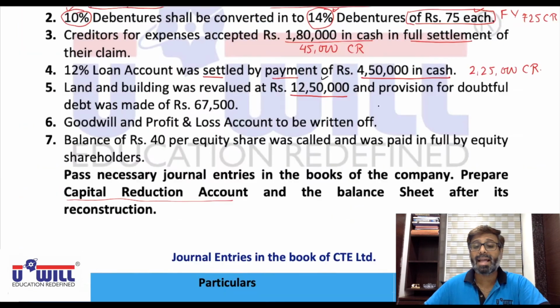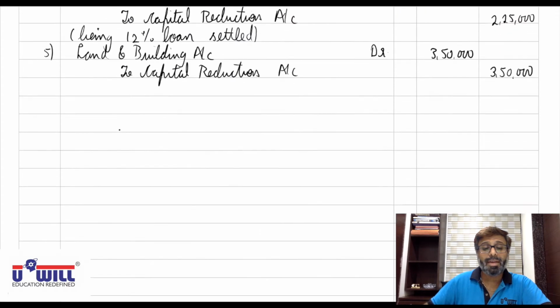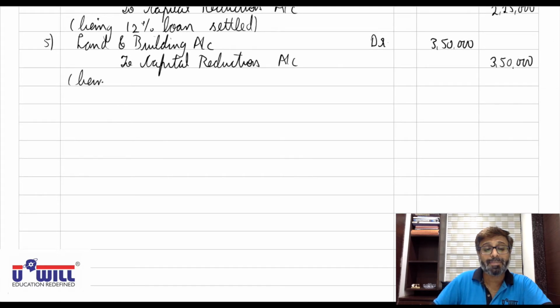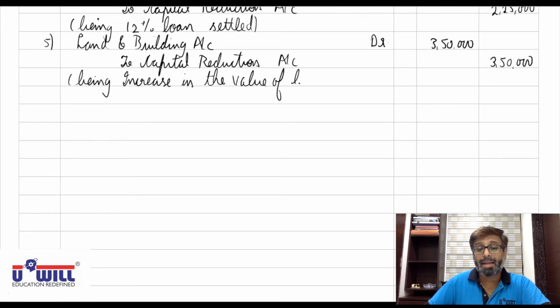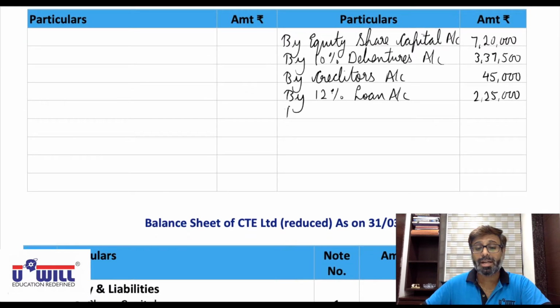Okay, I repeat, against 9 lakh, 12,50,000 means 3,50,000 will be transferred to capital reduction, being increase in the value of land and building. So capital reduction on credit side by land and building account 3,50,000.